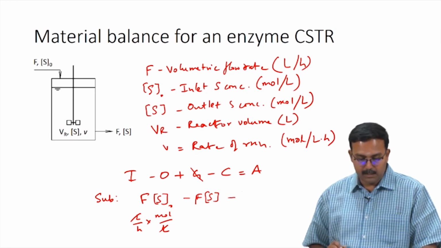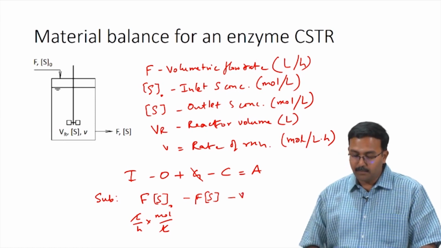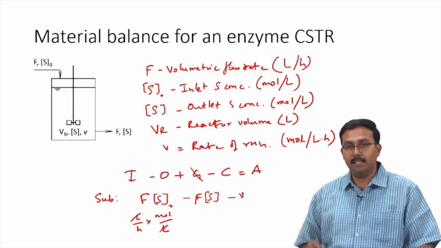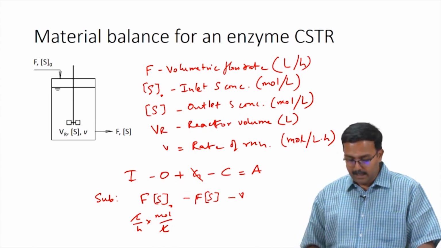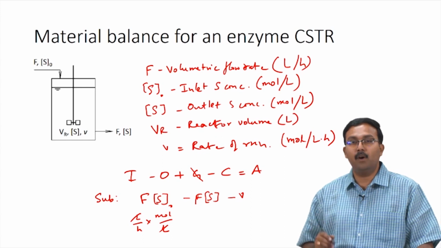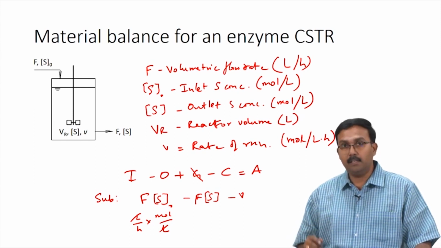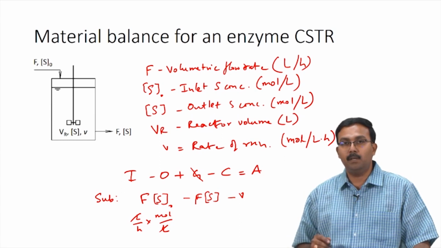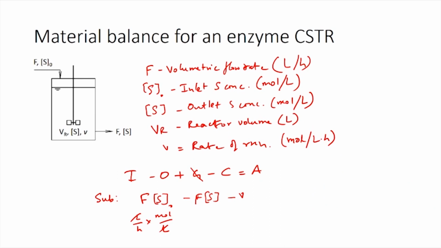Now, you have to write a consumption term. So, we know the rate of consumption, which is V. This rate of consumption is given in terms of moles per liter hour, and we need the term to be in moles per hour, and this rate is with respect to the volume of the reactor. So, the number of moles of the reactant which is consumed per liter of the reaction volume per hour is the rate of the reaction given. To get the total number of moles which would be consumed per hour, we have to multiply this velocity or rate with the volume of the reactor, which is Vr.